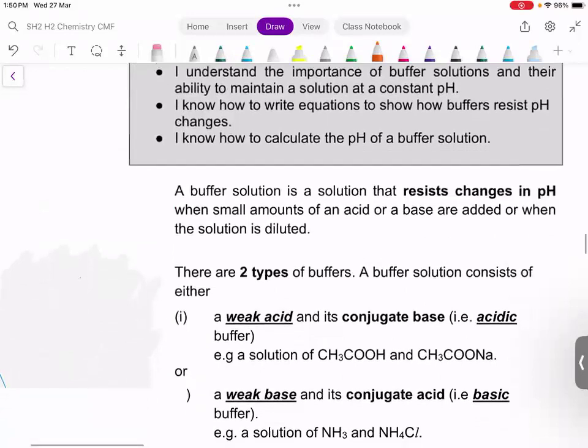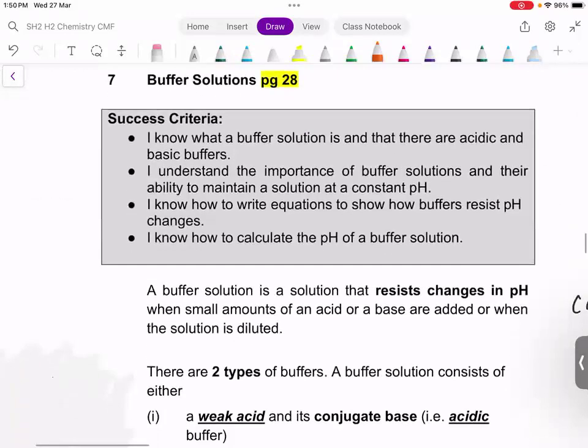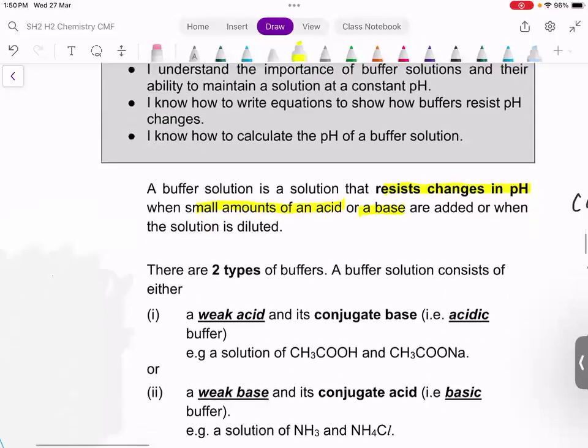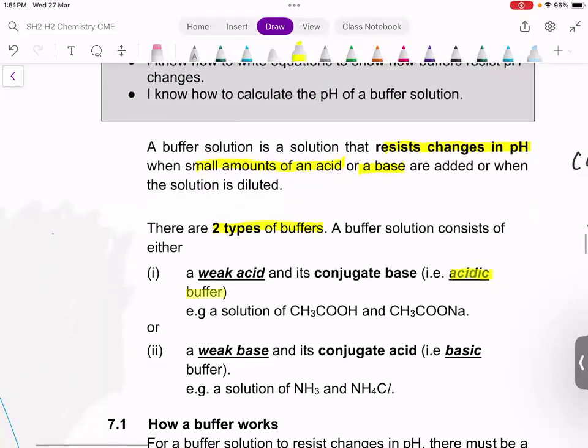Okay, buffer solution. What is the purpose of having a buffer? It is to resist changes in pH. And how does it do it? By removing small amounts of acid or base added to the system. There are 2 types of buffer that you need to work with. One is the acidic buffer. What are the components of an acidic buffer? It must be the weak acid and the salt or conjugate base.